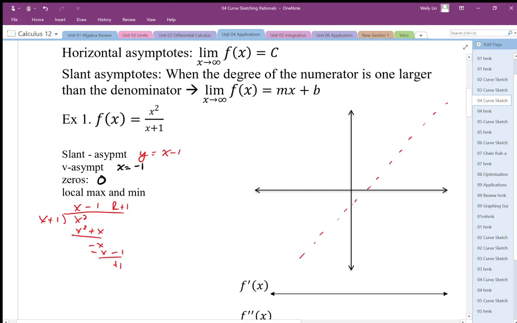That's going to look like that. We have our vertical asymptote at x equals -1, maybe somewhere like that. And we have a coordinate at 0, 0. So we have to start having an idea what this looks like. The graph's probably going to look like this, something in those quadrants there.